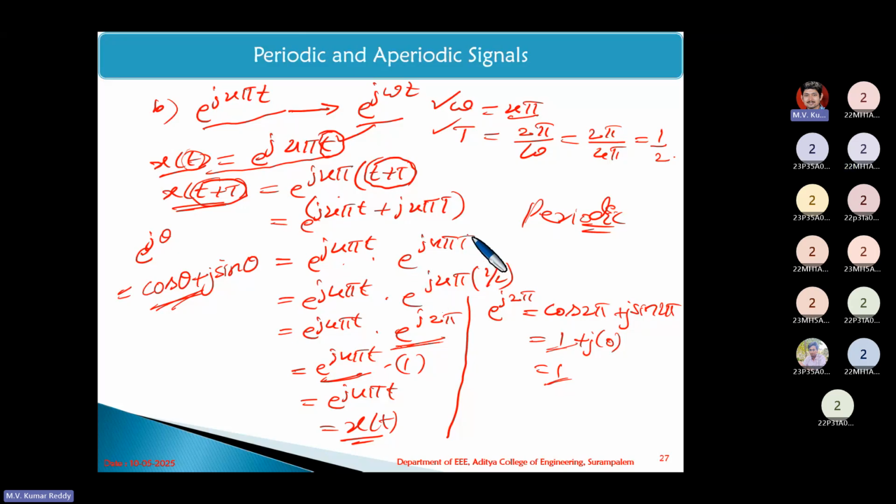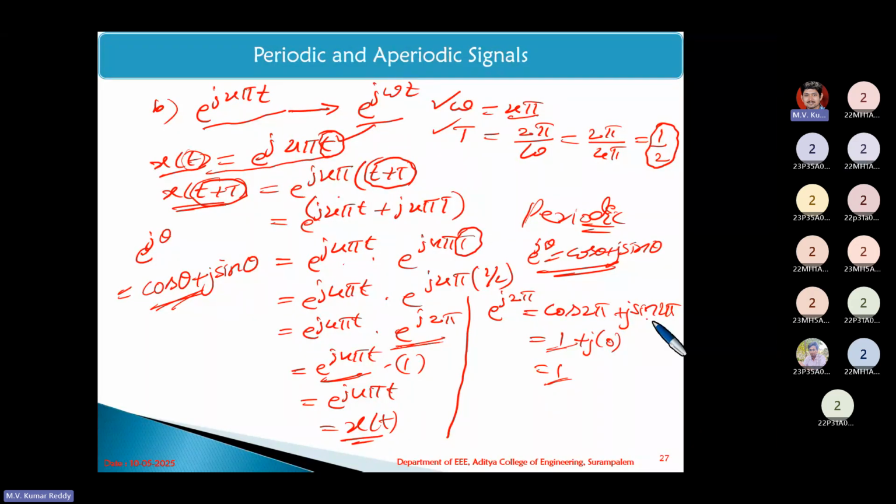Already we know the capital T value. What is the capital T value? 1 by 2. The 2 gets cancelled, here 2 pi: e power j 2 pi. Already we know the formula of e power j theta: e power j theta is cos theta plus j sin theta. This formula is very, very important. In place of theta, what is the value? 2 pi. So cos 2 pi plus j sin 2 pi.